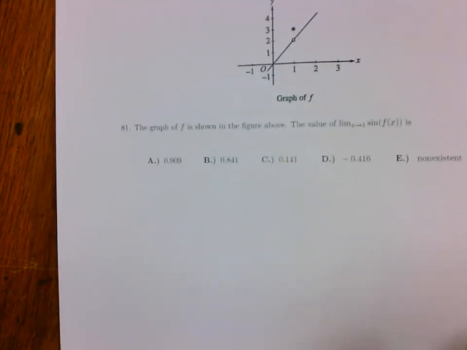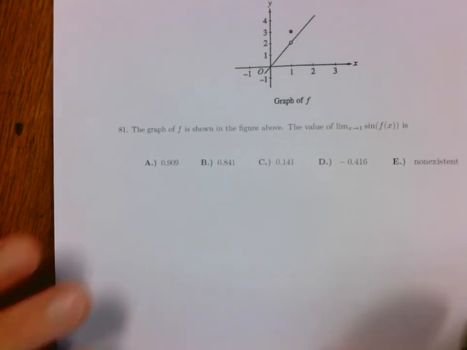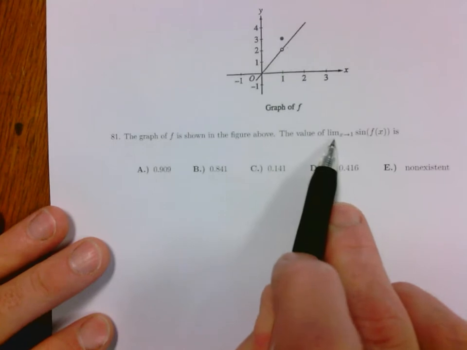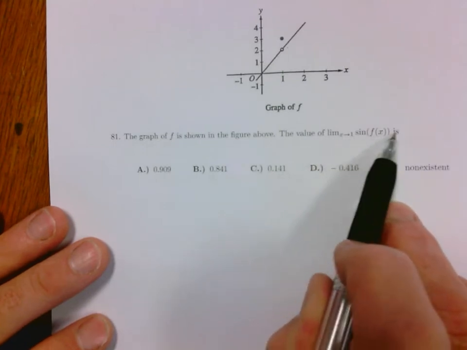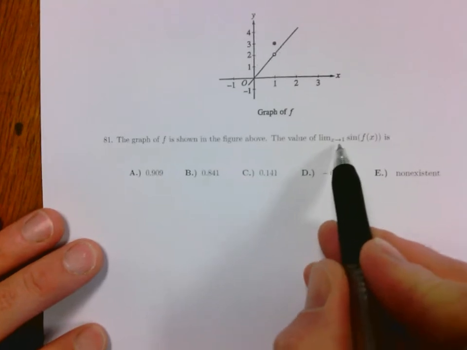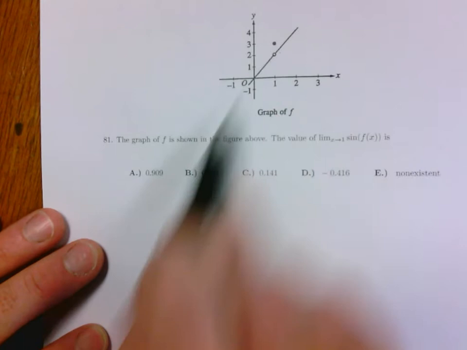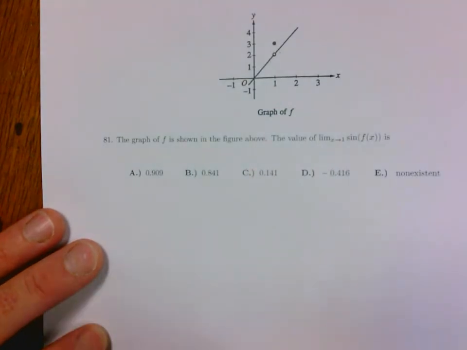Okay, next question. 81. The graph of f is shown in the figure above. The value of the limit as x goes to 1 of sine of f of x is, be careful here. The thing that they want you to do is just plug 1 in and figure, okay, f of 1 is 3, and then take sine of 3. But that's not how you do it.